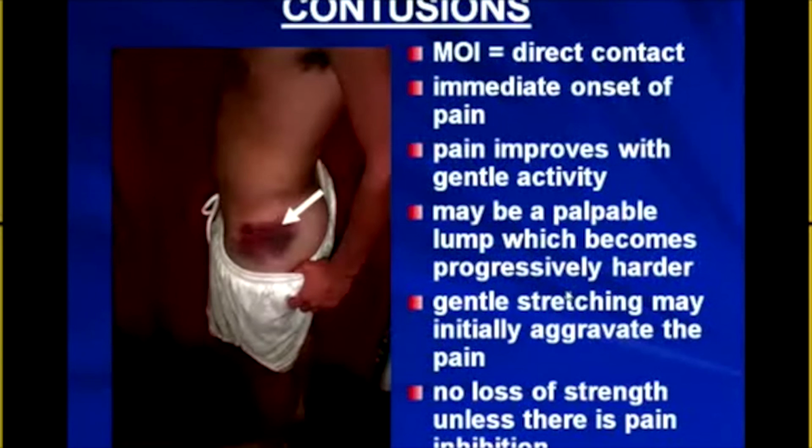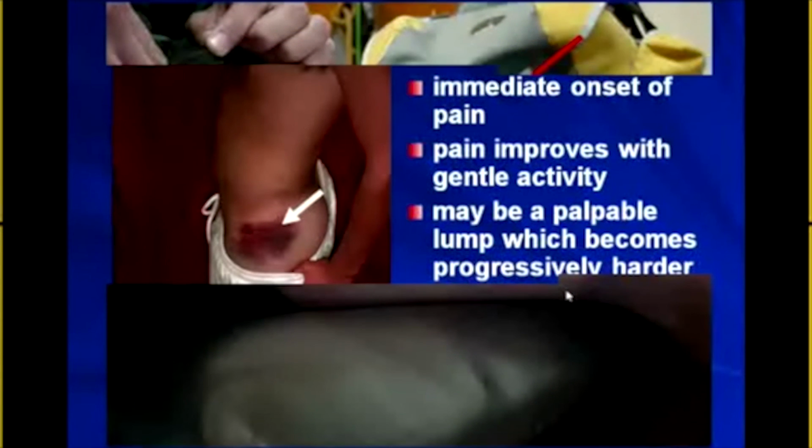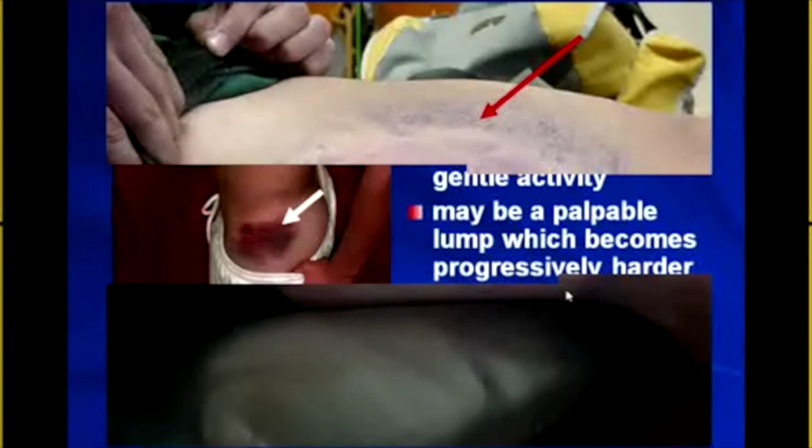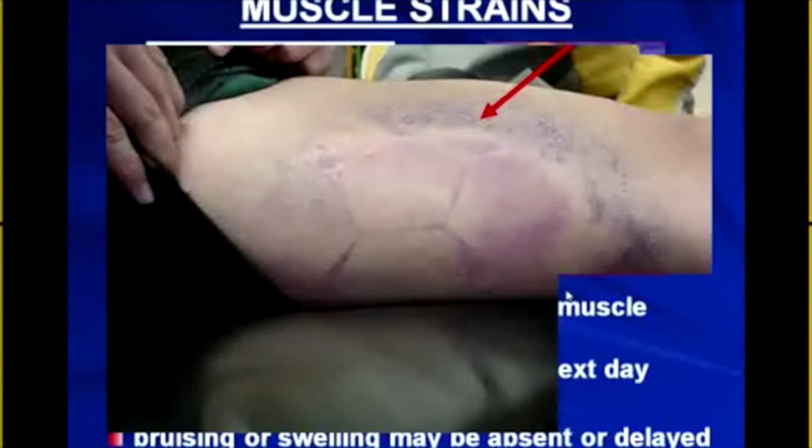It may become a palpable lump, which can become quite hard. Gentle stretching may be bothersome, but at this point usually there's no loss of strength unless there is pain, in which case pain could inhibit muscle function. There's often bruising, bleeding, ecchymosis, so bleeding into the soft tissue. In this case, the contusion was caused, you can guess by the pattern on the leg, by a soccer ball. So pretty clear idea of what caused the bleeding into the soft tissue.